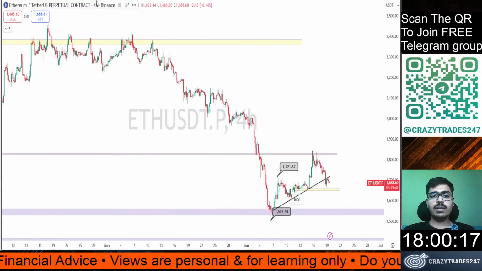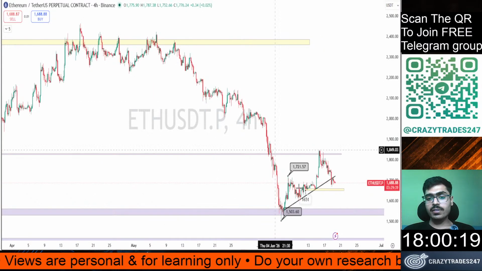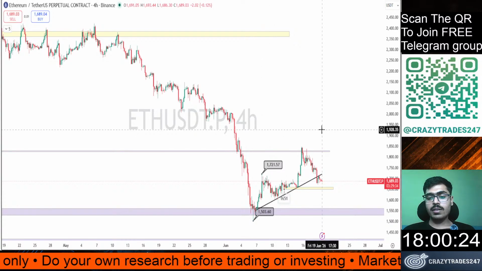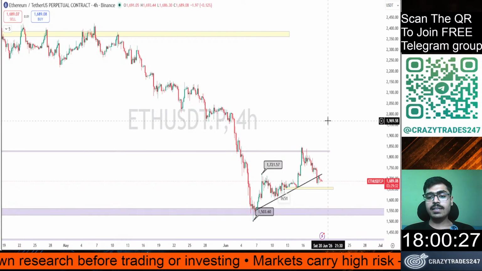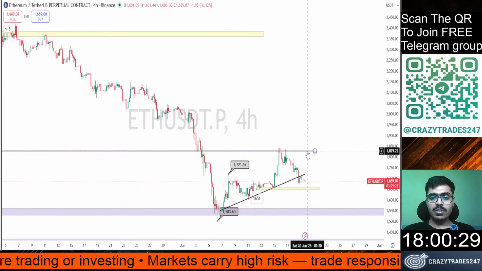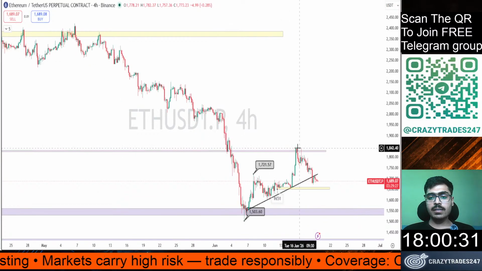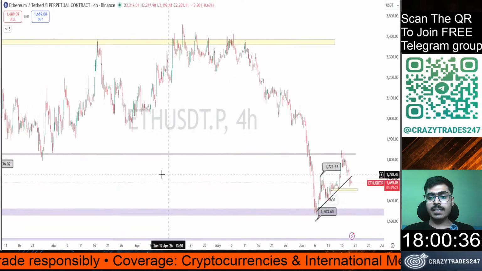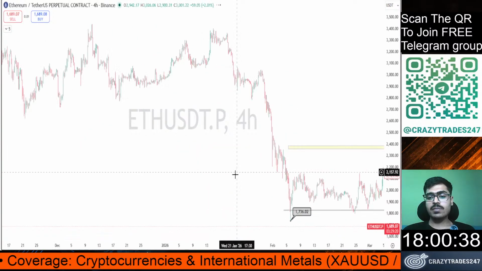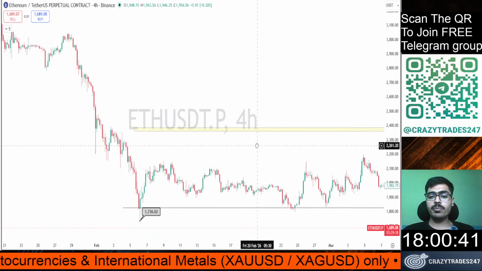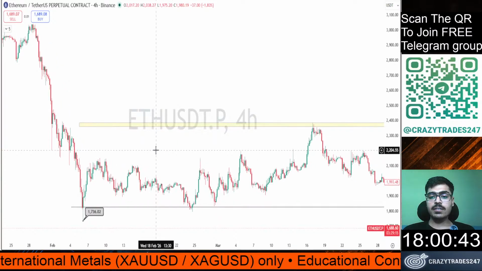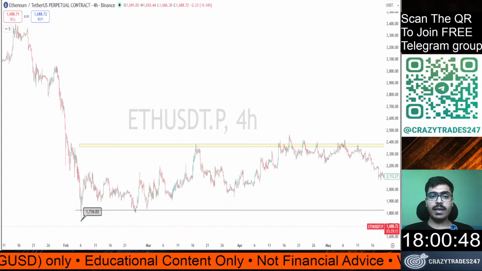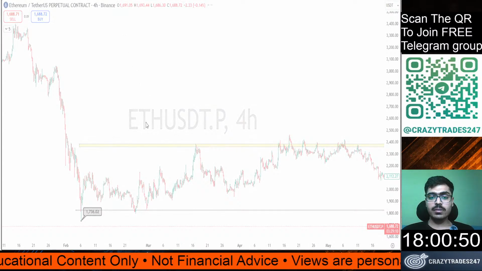So this was the downfall that we saw on Ethereum, and after this downfall, if you want to call it a correction or a relief rally, we have seen an up move, and this up move seems to be concluded at this level of 1830. And why at this 1830 level? Because this level has worked as a support for the previous consolidation range. This was the previous consolidating range, which was active for at least 3 to 4 months.